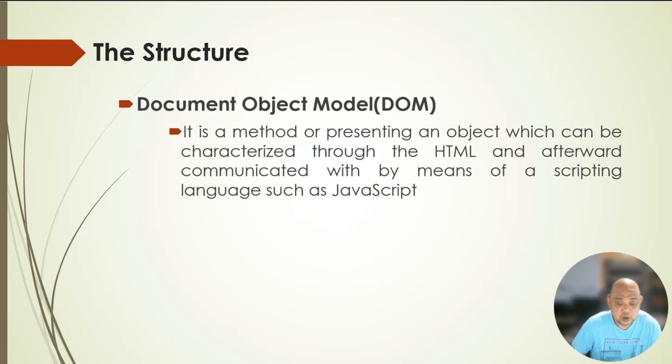Okay, so the Document Object Model is the method that is used to present an object which can be characterized through the HTML and afterward communicated by means of a scripting language such as JavaScript.